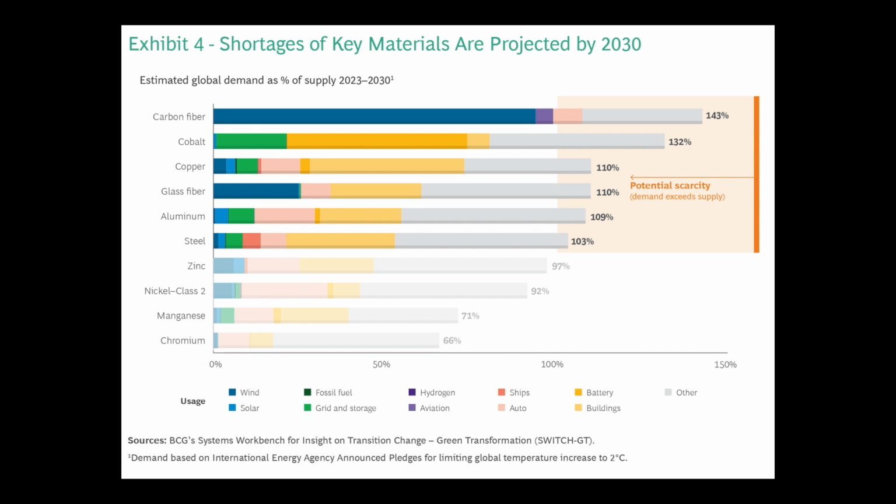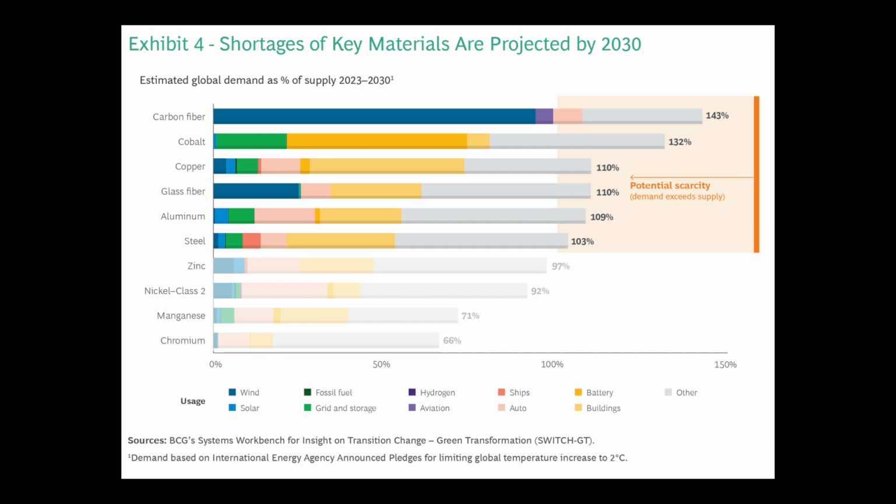And then it gives you total percentages, which stand for the estimated global demand as a percentage of supply in 2023 to 2030. So if it's 100%, that's supposed to mean that demand equals supply, so there are no shortages or overproduction. If there's more than 100%, that seems to imply that there is a shortage of production. And if there's less than 100%, then it seems to imply that there is actually too much supply.